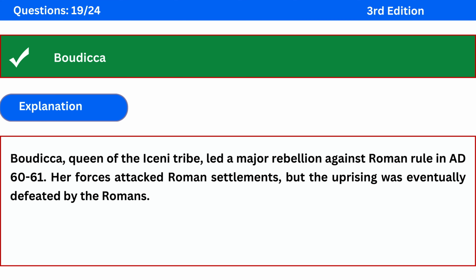The correct answer is Boudica. Explanation: Boudica, queen of the Iceni tribe, led a major rebellion against Roman rule in AD 60 to 61. Her forces attacked Roman settlements, but the uprising was eventually defeated by the Romans.